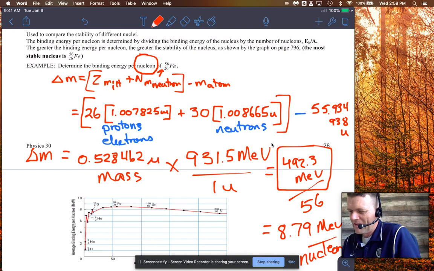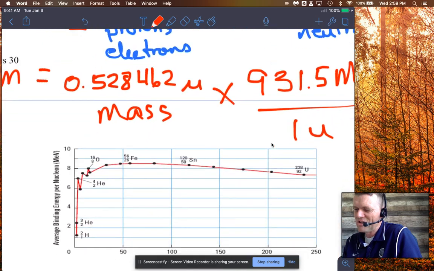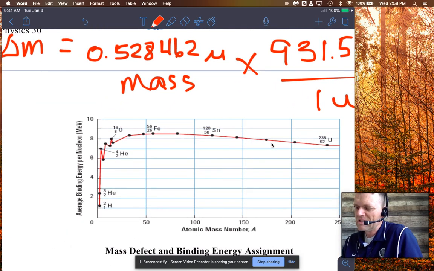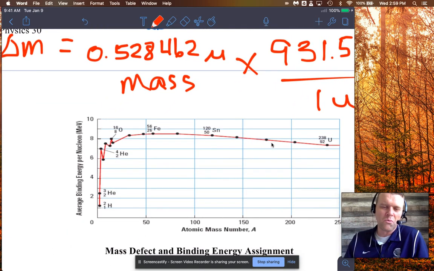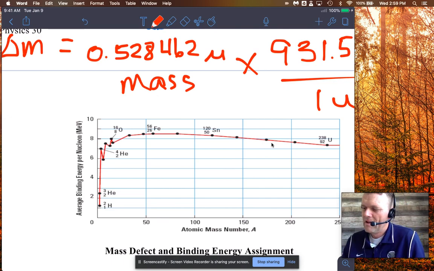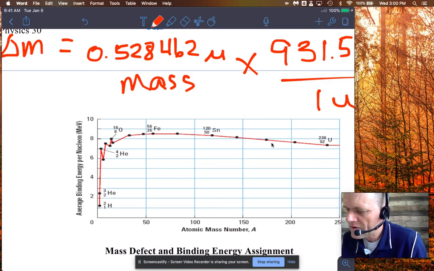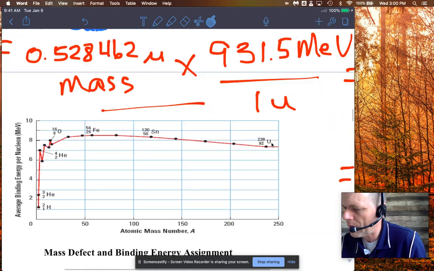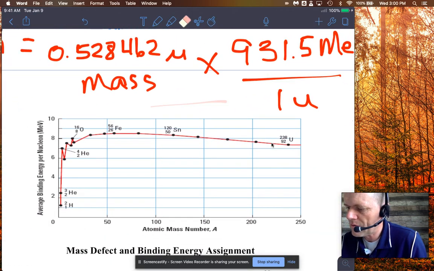And look at this. Here's the graph that shows this. If you make sense from the video, this is why everything wants to become like iron. And look, here it is. 8 point, what did we say? 8.79, should be pretty close. Yeah, 8.79. That's what we got for iron 56.